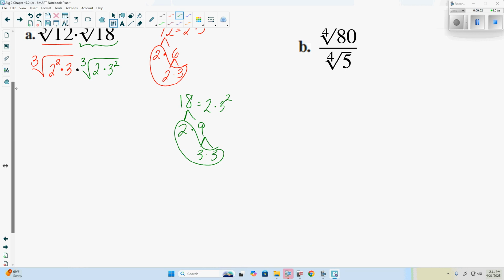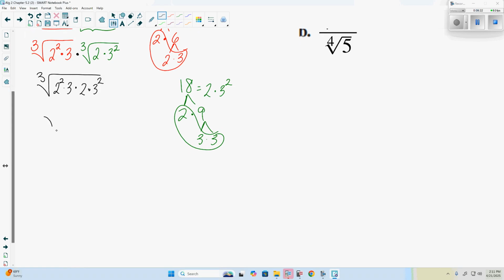According to our product property, if I have 2 radicals with the same index being multiplied together, we can make it a single one with what's inside being multiplied. So we have 2 squared times 3 being multiplied with 2 times 3 squared. When we multiply like bases, we add the exponents. So our 2 squared times 2 would be 2 cubed. Our 3 times 3 squared would be 3 cubed.